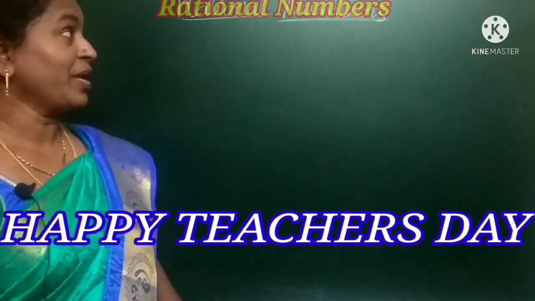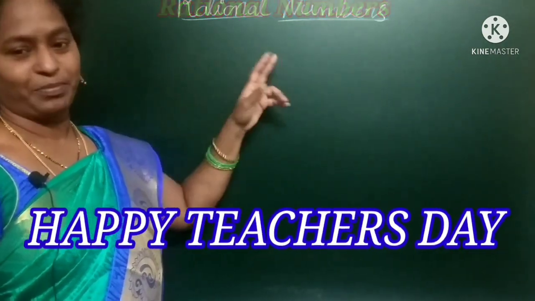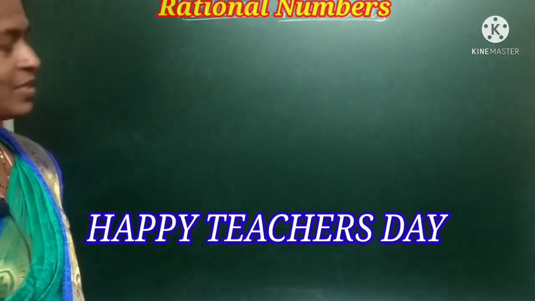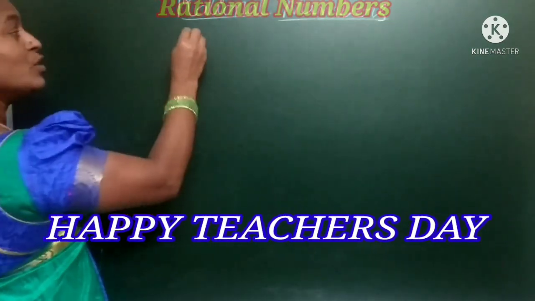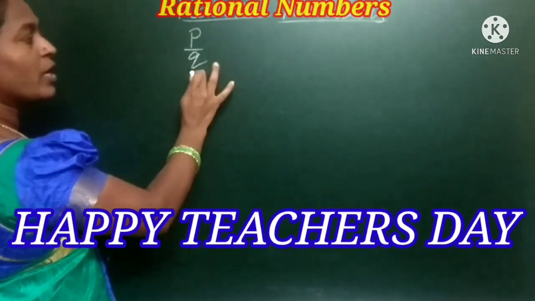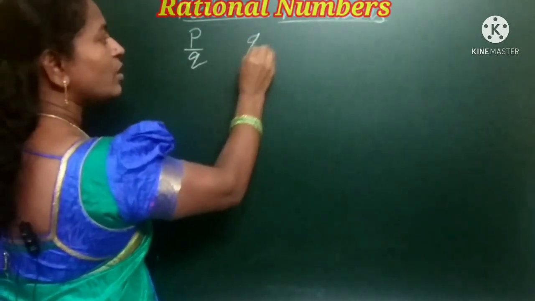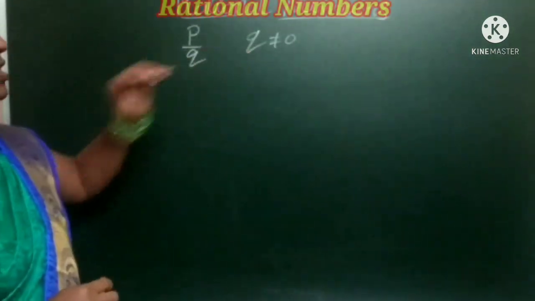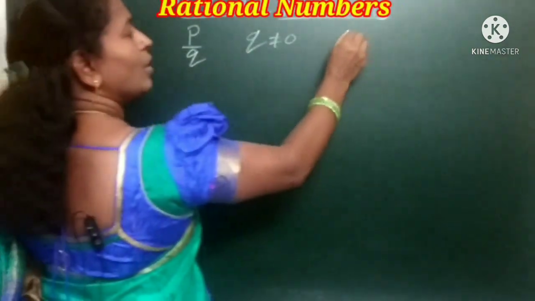Today I came with a very important topic, rational numbers. This is an 8th class topic. So let us learn about the introduction of rational numbers. A number which can be written in the form of p by q, where p and q are integers and q is not equal to 0, is called a rational number. Rational numbers are denoted by the letter Q.